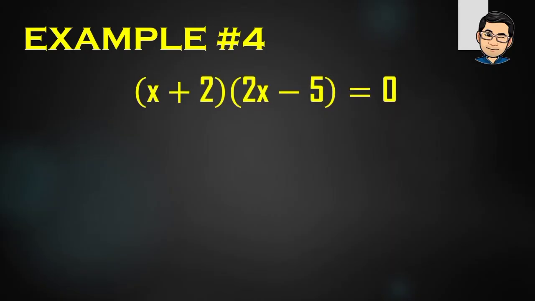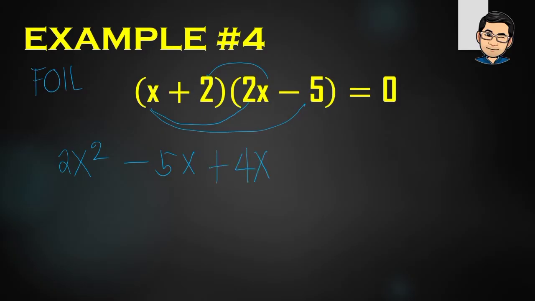So, example number 4, we have the quantity of x plus 2 times 2x minus 5 equals 0. So, again, we'll use FOIL method. First, x times 2x, 2x squared. Outer, x times negative 5, negative 5x. Inner, 2 times 2x, that is 4x. Last, 2 times negative 5, that is negative 10, equals 0.